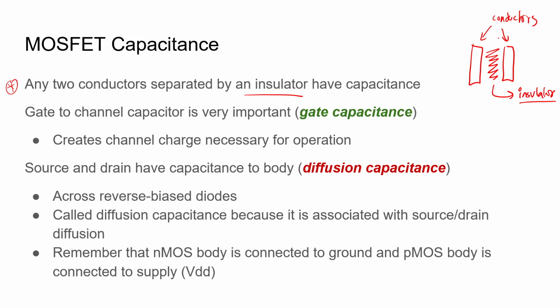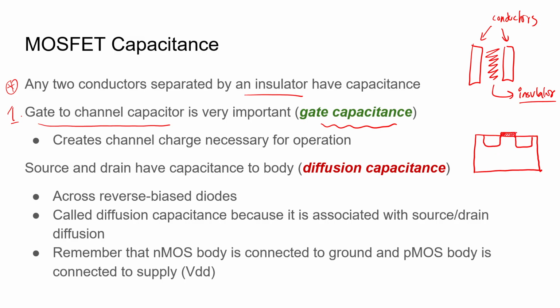In an NMOS device or a PMOS device, in a general MOSFET device, there exist many kinds of capacitances. The first one is the gate to channel capacitor, which is called the gate capacitance, and it is very important to us because it creates the channel charge necessary for operation. If you recall from the previous lectures, the structure of a MOSFET in cross section looks like this.